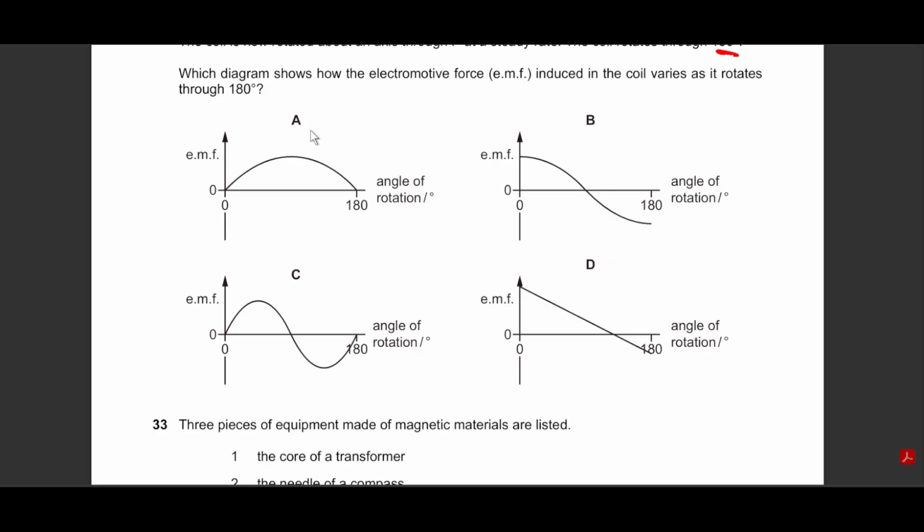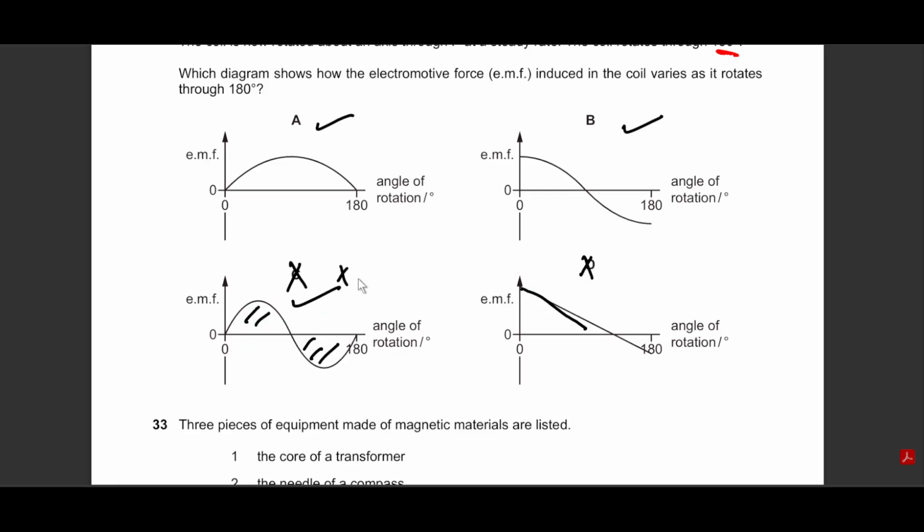All right. So A looks fine. B also looks fine for the current position. C is wrong because it's showing me a full cycle, which is not possible in 180 degrees rotation. D is impossible. This is completely impossible. The EMF is not decreasing constantly. It is alternating like option C.